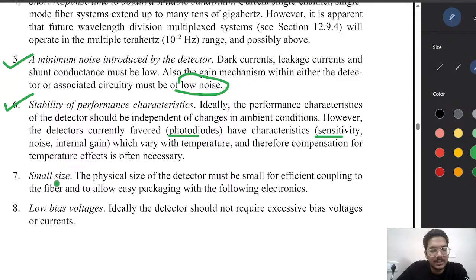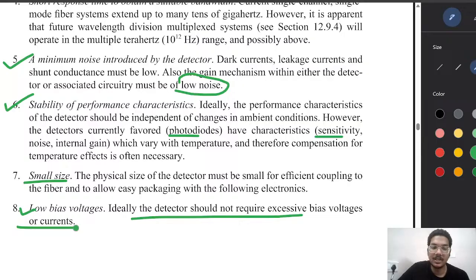Small size, which is needed for efficient coupling to tiny cores, compact packaging with the amplifier and electronics, and better bandwidth due to reduced capacitance. Low bias voltage: ideally the detector should not require excessive bias voltage. This reduces power consumption, reduces noise, and improves long-term reliability.